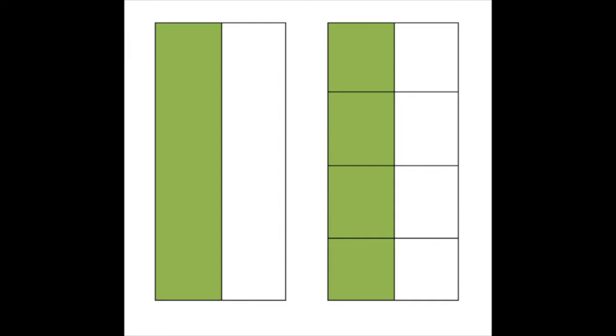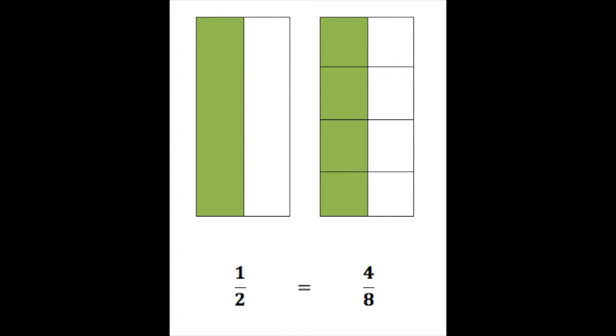We can break up this exact same rectangle into eighths. How many eighths are shaded? Hooray! 4/8 are shaded, because 4/8 is equivalent to 1/2.